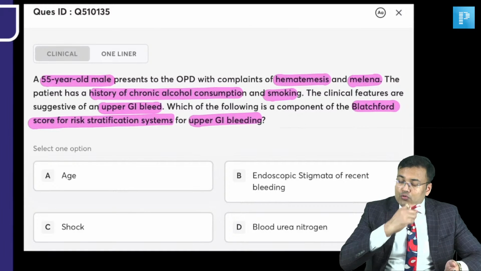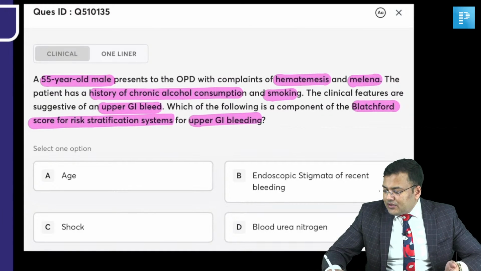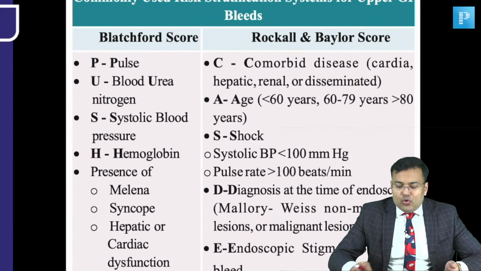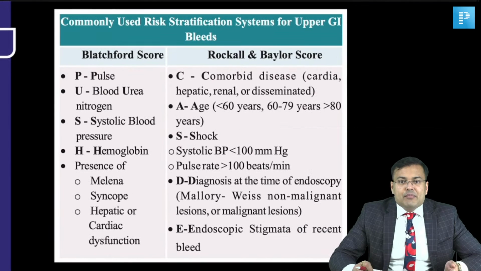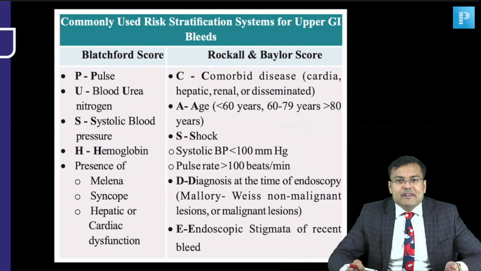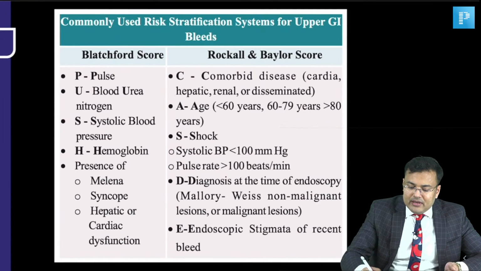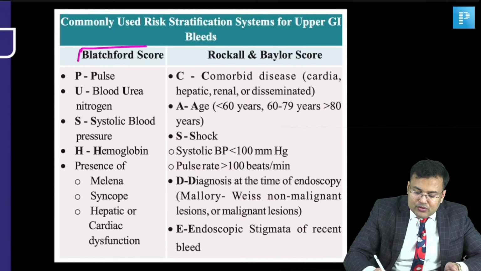Guys, there are 2 scores. One is the Blatchford score and the second is the Rockall and Baylor score. Both of these are important. These are the risk stratification systems for patients with upper GI bleeding. Have a look. Easy to understand, easy to remember. First, see the Blatchford score.